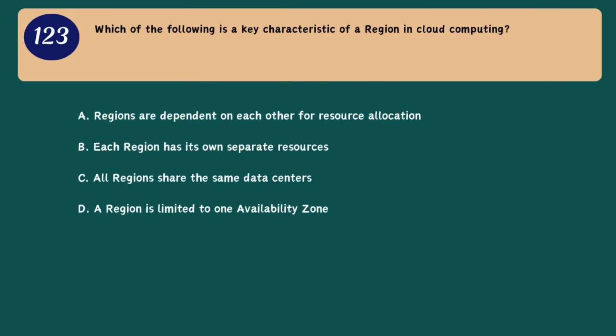Question 123. Which of the following is a key characteristic of a region in cloud computing? A. Regions are dependent on each other for resource allocation. B. Each region has its own separate resources. C. All regions share the same data centers. D. A region is limited to one availability zone.